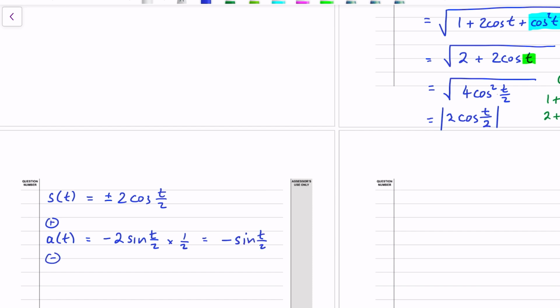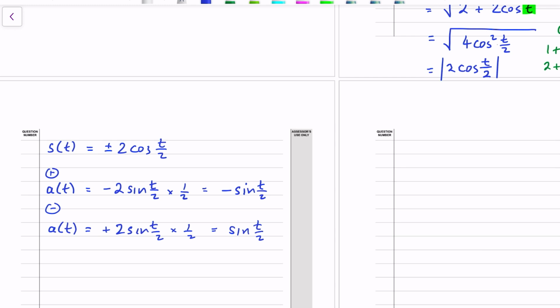If we take the negative root, acceleration is equal to positive 2 sine t over 2 times a half equals sine of t over 2. And these expressions are not continuous. When you think about where the plus or minus kicks in, you need to think about the argument of this thing. Like if it's positive, then the absolute value symbols aren't needed. If it's negative, the absolute value symbols are needed because it turns them into a positive quantity.